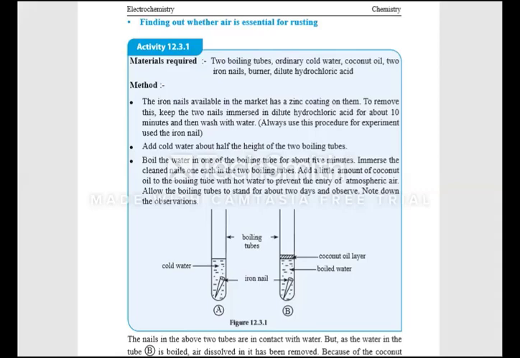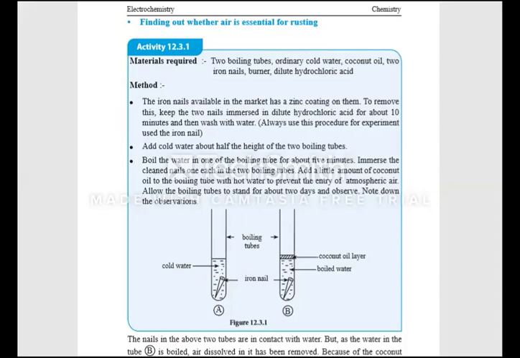So both the boiling tubes have to be filled equally. After that, we have to boil the water in one of the boiling tubes. Let's take that boiling tube as B. Once we boil the water in the boiling tube B, we have to boil it for 5 minutes. After that, we have to immerse the cleaned iron nails into each boiling tube, A and B.